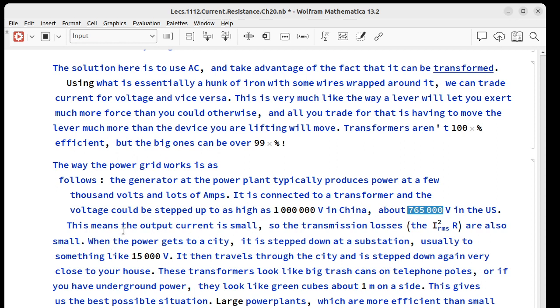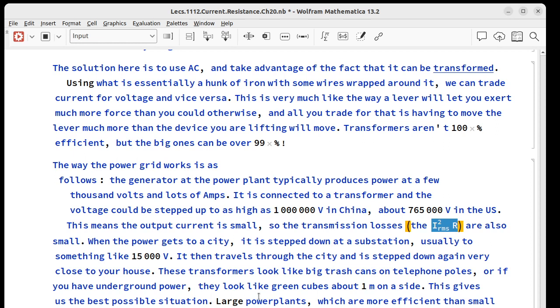So the output current is very small. That means the transmission losses are very small. When the power gets to a city, it steps down at a substation. You'll see these as weird yards full of electrical equipment and big chain link fences around them. Usually it gets knocked down to something like 15,000 volts, and then this runs through the city and gets stepped down again close to your house. The transformers for these look like either a big cylindrical trash can on a telephone pole, or if you've got underground power, you've got green cubes that are about a meter on a side in maybe every other yard.